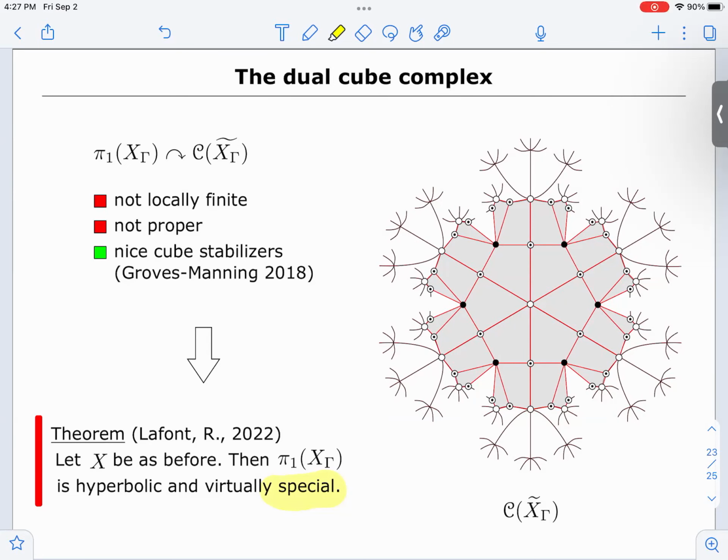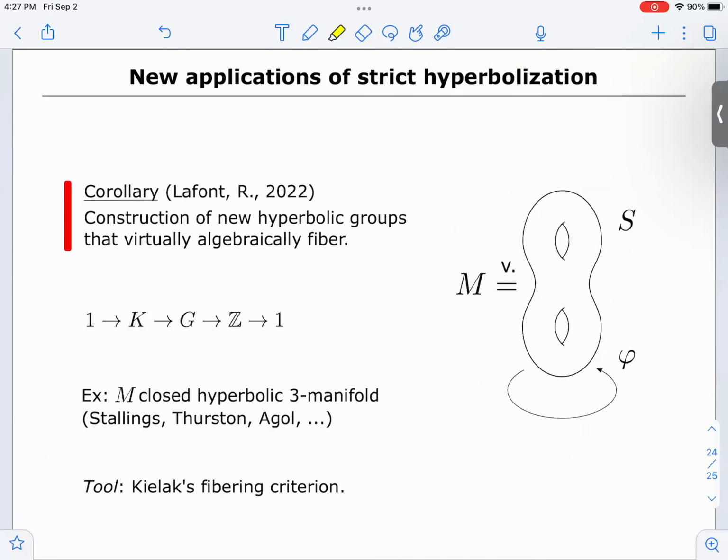Right, in the half minute I have left, I'm going to give you a new application of hyperbolization. The ones I gave you before were kind of classical. This application we think is new, and it's to the construction of hyperbolic groups that algebraically fiber. Here the definition of algebraically fiber is that your group G, the group I'm looking at, has a map to Z with finitely generated kernel.